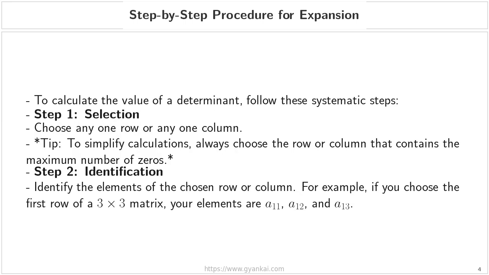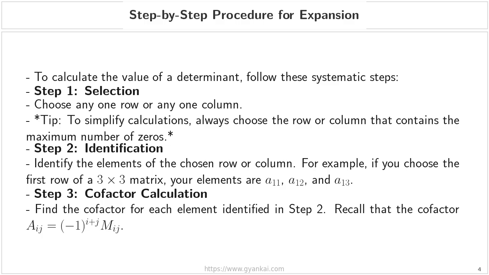Step 2 is identification. Once you have made your choice, clearly identify the elements within that specific row or column. For instance, if you decide to work with the first row of a 3x3 matrix, your elements would be a sub 1-1, a sub 1-2, and a sub 1-3. Step 3 is cofactor calculation. This is where we apply what we learned in our previous lessons. You need to find the cofactor for every element you identified in the previous step. Just a quick reminder of the formula. The cofactor, A sub ij, is equal to -1 raised to the power of i plus j, multiplied by the minor, M sub ij.